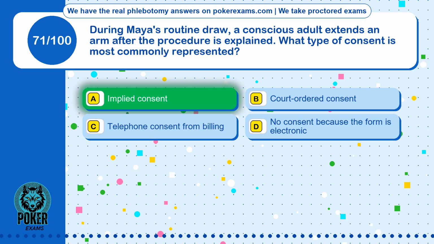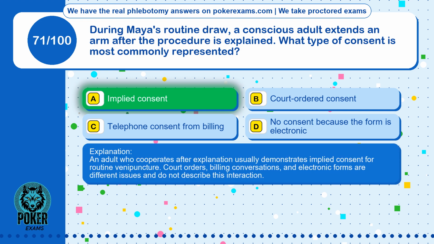The correct answer is option A, implied consent. An adult who cooperates after explanation usually demonstrates implied consent for routine venipuncture. Court orders, billing conversations, and electronic forms are different issues and do not describe this interaction.